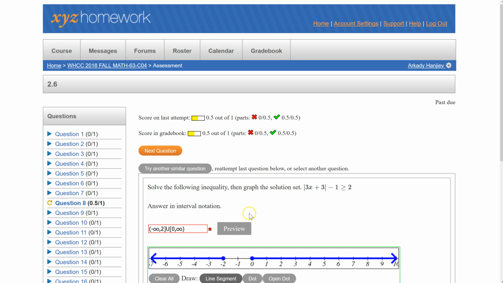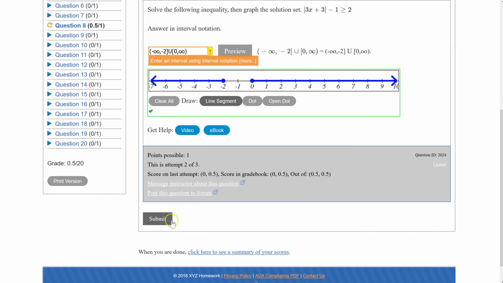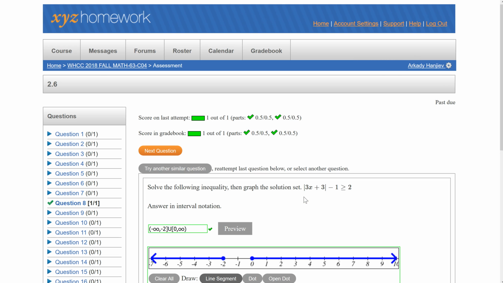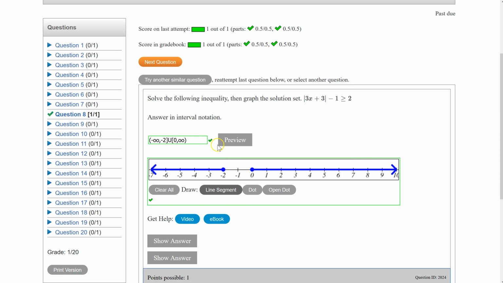Half correct. Ooh, I know what I did wrong. It should have been a -2. There you go, that's what I wanted. And submit. Yes. Okay, I forgot the little negative there on my answer. So that's number 8.